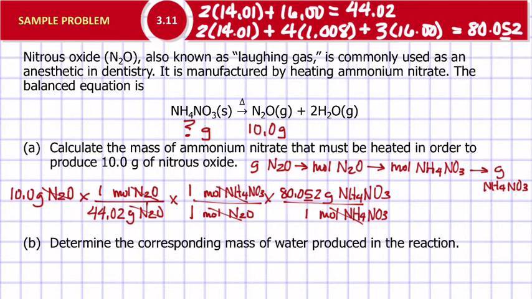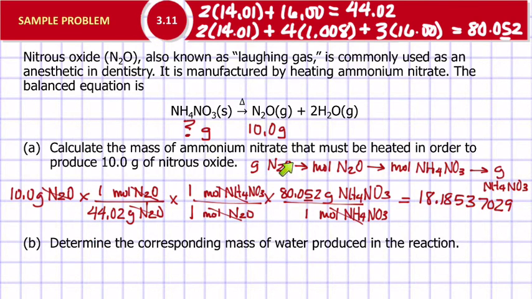80.052 divided by 1, and my calculator gives me this number. How many significant figures should that have? 3. We're starting with 3 here.